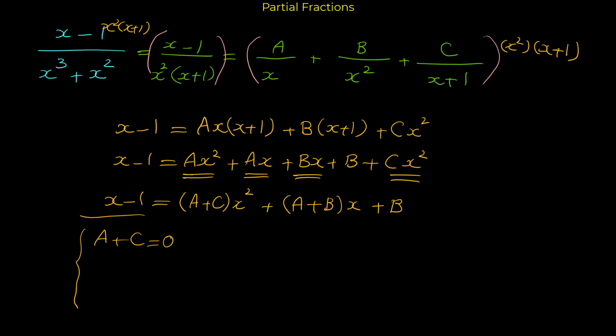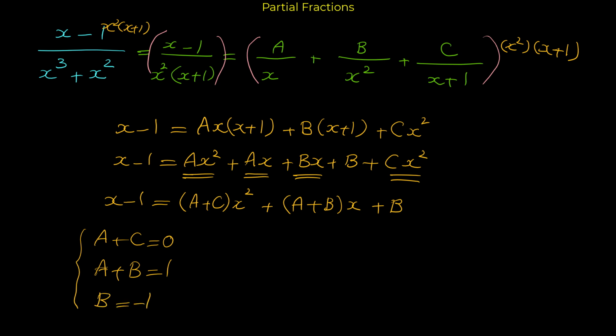What is the coefficient of x in the left side? It's 1. And so the coefficient of x in the other side, A plus B, should be also 1. And finally, what is the constant term in the left side? Negative 1 is a constant, is a number. What is the constant term in the right side? B. So B is negative 1.